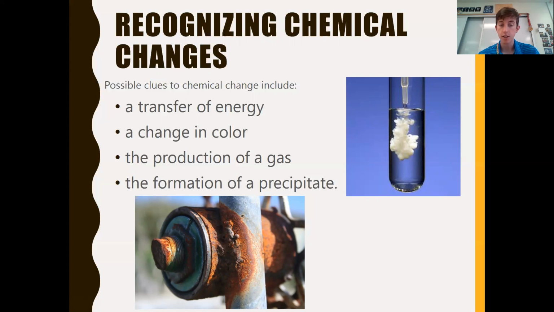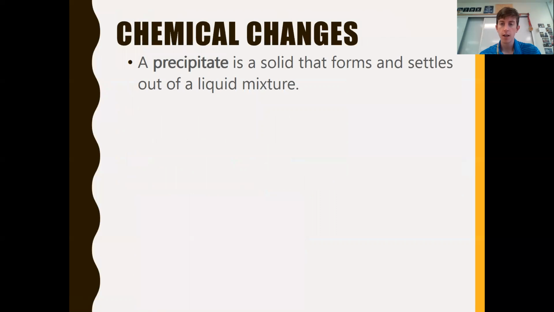And then the last one, with a new word maybe to some of you, the formation of a precipitate. This precipitate is basically when you make a solid from two liquids, two solutions. A picture of this is right here. It's pretty nifty. You see the pipette dropping a clear liquid into another clear liquid, but you're making this white solid. It's like a powder. And we'll do lots of that later in the year as well. So a precipitate is a solid that forms out of a liquid.